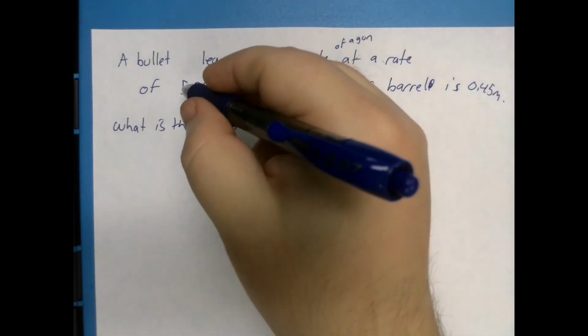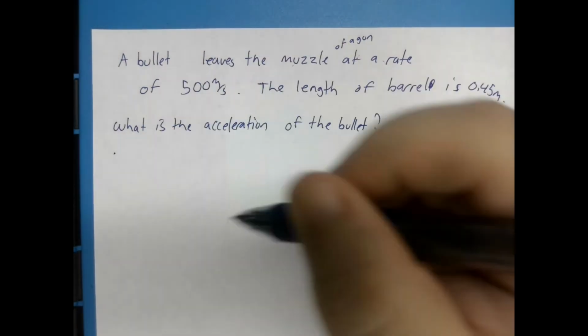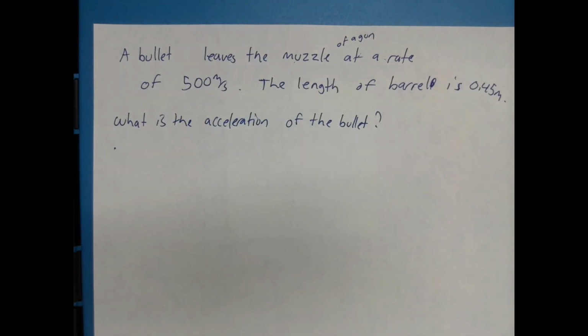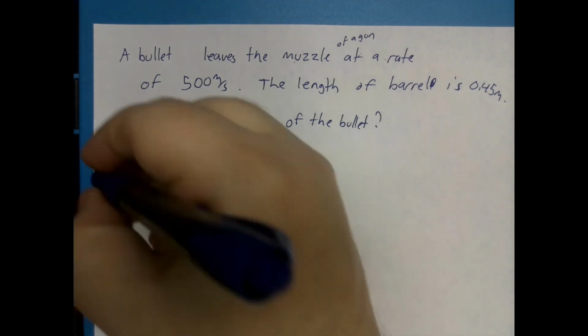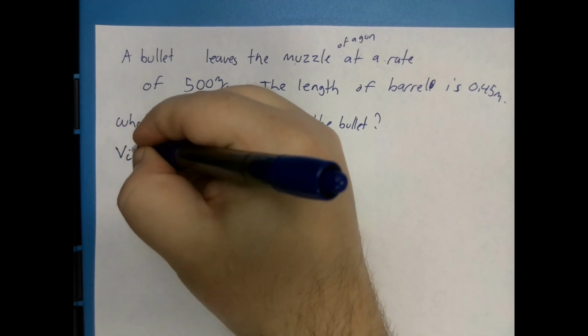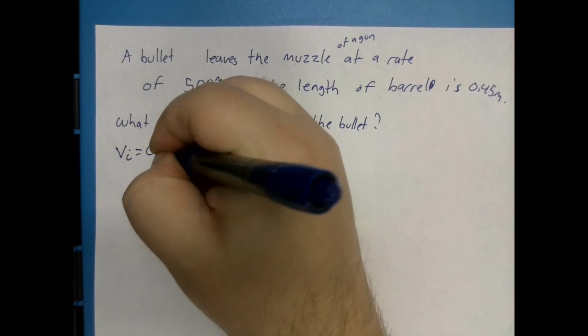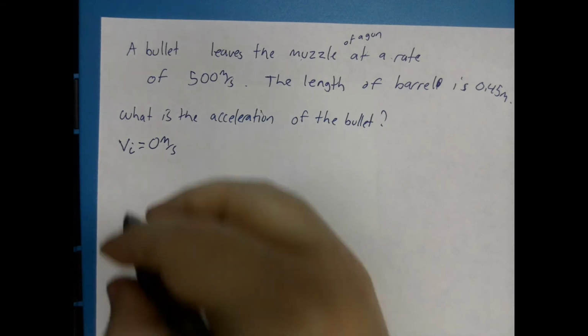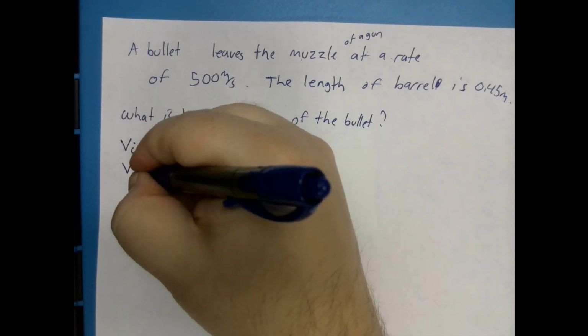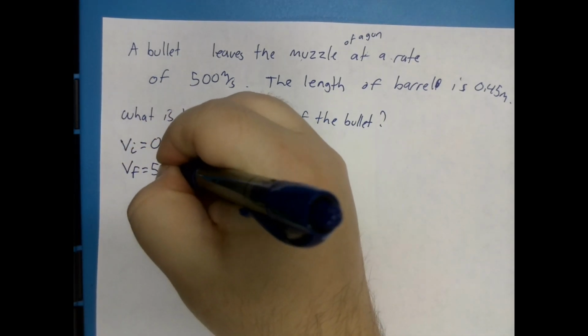So we know the final speed, but first of all, what's the initial speed of the bullet? What did it start out with? Yes. Before you actually fire the bullet, it's not moving. At the end of its journey, it is moving 500 meters per second.